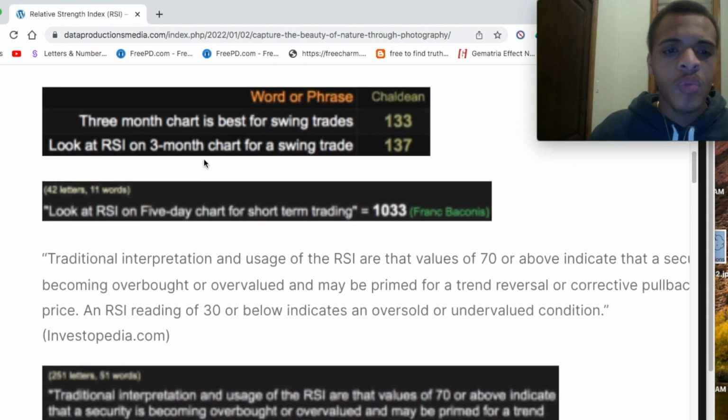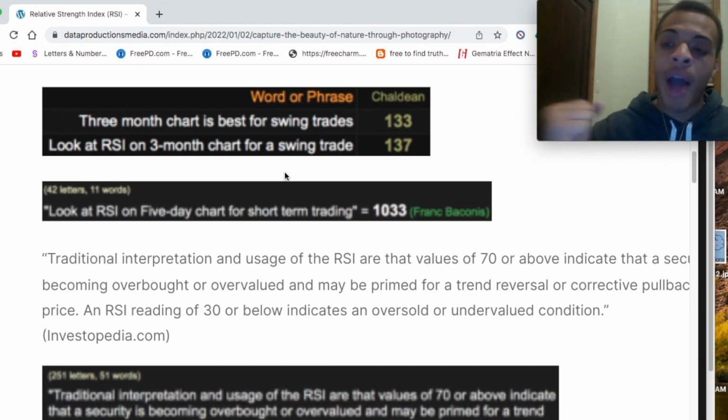Then we have in the Chaldean cipher, the special cipher that goes with the sound vibrations, 3-month chart spelled out is best for swing trades, 133 in Chaldean. Look at RSI on 3-month chart for a swing trade, 137. And that one is with the numerical 3.